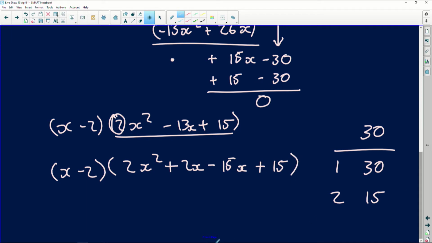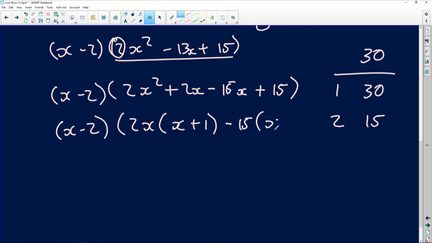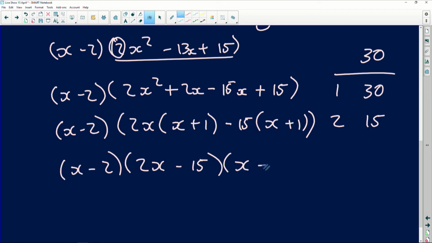So using the grouping method, I'm then going to have x minus 2. If I take out a 2x, I'm left with x plus 1. And if I take out negative 15, I'm left with x plus 1. Okay, so we're almost done. We have x minus 2 multiplied by 2x minus 15, and we have x plus 1. And that is the end of our factorization question.